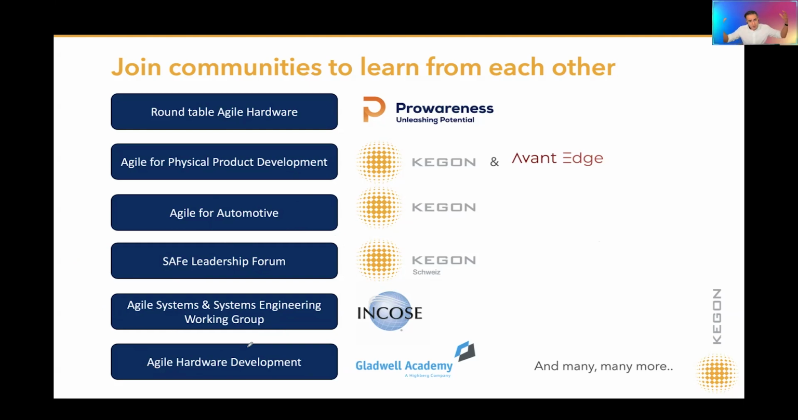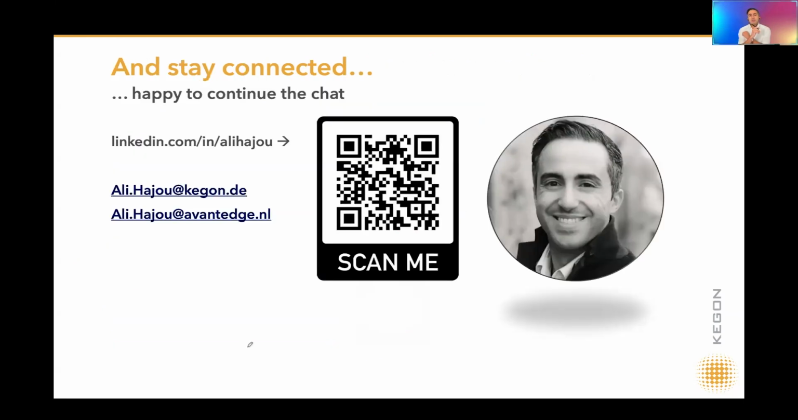Gladwell Academy, a company in the Netherlands, has an Agile hardware community that they organize and bring a lot of people from different companies together just to share ideas and progress this way of working, this habit of using Agile in the world of hardware to benefit all of us. That's the thing. And for me, it has been a personal passion.